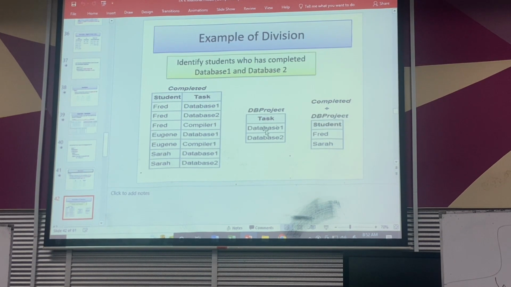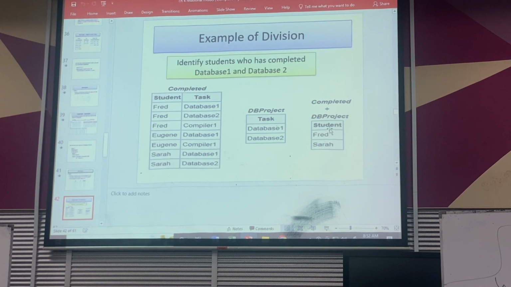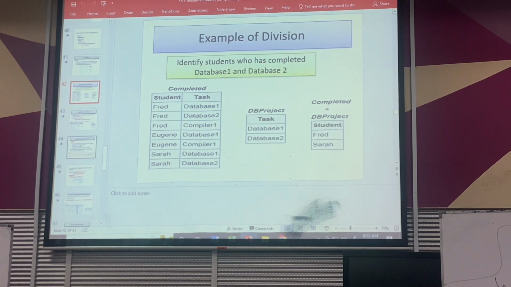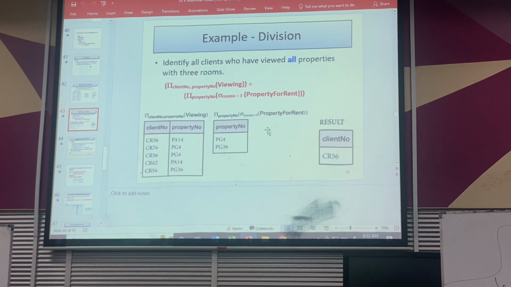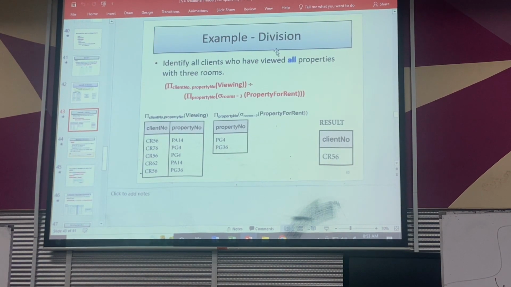Those with task 1 and 2 together are only Fred and Sarah, both. So that's why only 2. Eugene cannot, unless there is one more row for Eugene with database 2, then okay. They get the answer. Very evenly divided. So this is dividing.